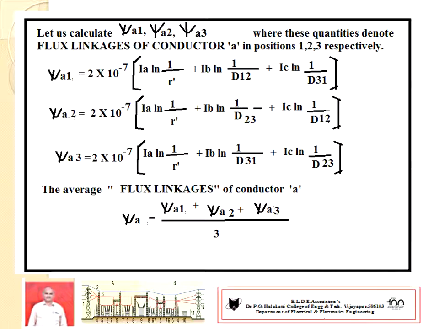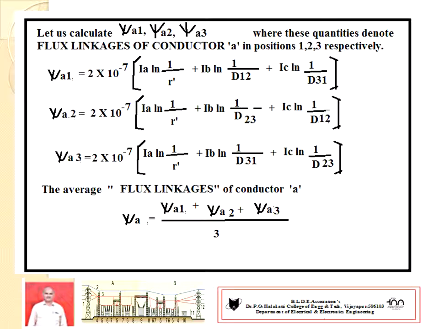This should be equal to 2 into 10 to the power of -7 [Ia ln 1 divided by r dash] plus Ib ln 1 divided by D12 distance. Similarly, Ic ln 1 divided by D31, again the distance from first position to the Ib conductor of Ia, then Ia to Ic, the difference.